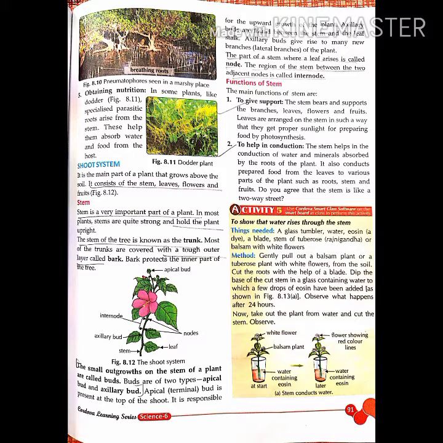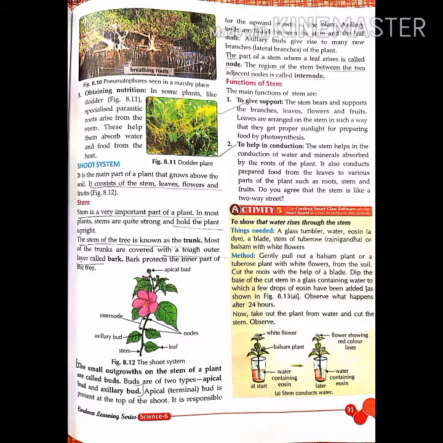Bark protects the inner part of the tree. What's the function of bark? Bark protects the inner part of the tree. In Figure 8.12, the shoot system, you can see clearly the apical buds, the internodes, nodes, leaf, stem, axillary bud, everything is given. So what are these nodes, internode, axillary bud, stem, leaf? One by one we will go through the detail.